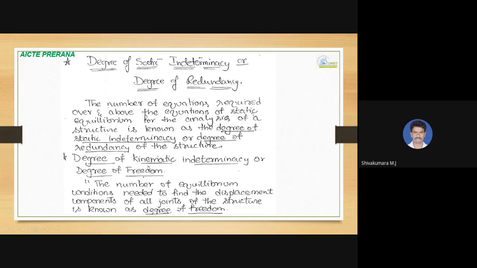And then the degree of kinematic indeterminacy, or degree of freedom. That means the number of equilibrium conditions needed to find the displacement components of all joints of the structure. So that is known as the degree of freedom. Basically, how many equilibrium conditions we need to analyze a structure. That is the degree of freedom. And degree of freedom for different structures.